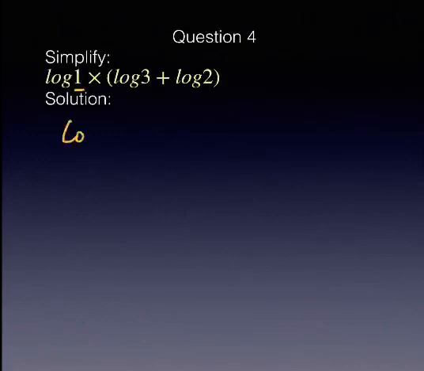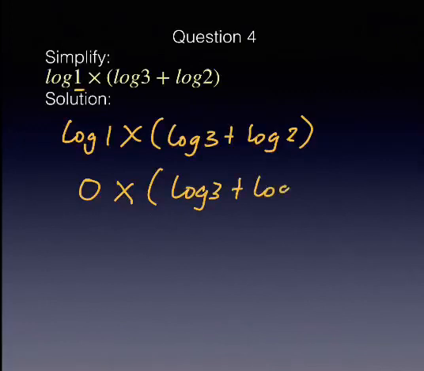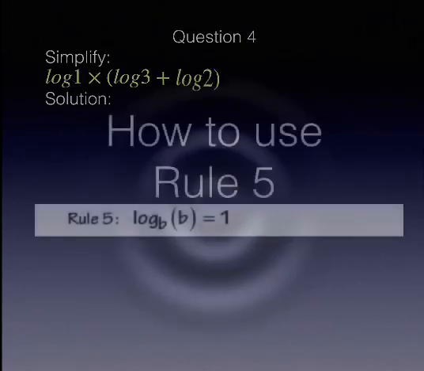So if I rewrite this question, log 1 multiplied by bracket of log 3 plus log 2. To solve this out, I quickly figure out that this is log 1, then this is 0. Then 0 multiplied by bracket of log 3 plus log 2. As we know in mathematics, anything multiplied by 0 is 0. So the outcome here becomes 0. That's it. Then let's move on to the next part.